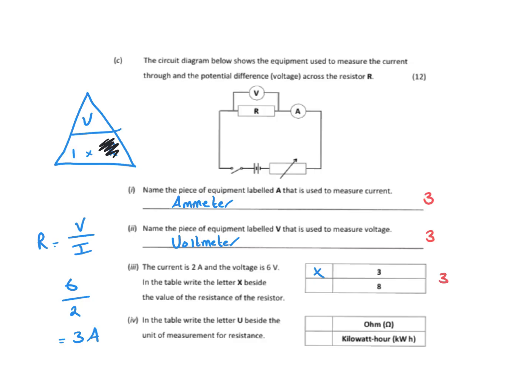Now, part 4, in the table, write the letter U beside the unit of measurement for resistance. And we know that that's ohms. So it's not kilowatt hour, that's more to do with power. So we're going to put the letter U in here beside the ohms.